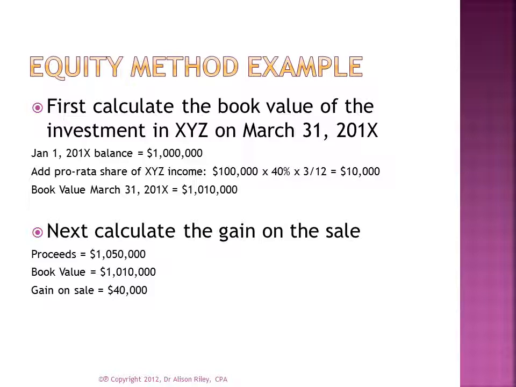If the sale proceeds are $1,050,000 and the book value is $1,010,000, then the gain on the sale must be the difference between these two, i.e. $40,000. We know ABC made a gain on the sale because the proceeds were greater than the book value at the date of sale.